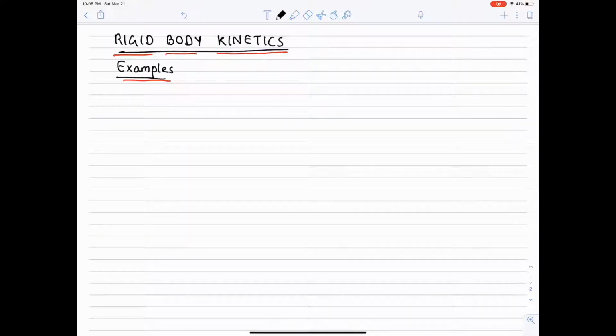Okay, here's another example of rigid body kinetics. This is again a pulley problem. So let me draw the pulley setup. A pulley like so is attached to the ceiling by some support like that, and a rope goes over the pulley, and one side of the rope is being pulled down with force F, and the other side of the rope is attached to a mass M.